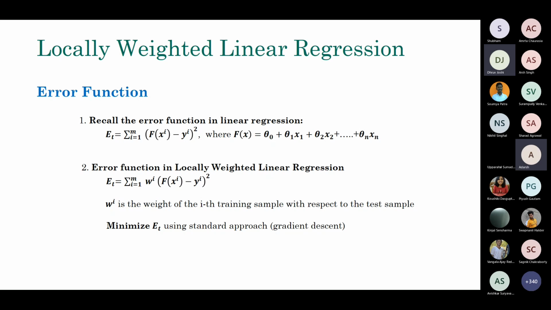WI is the weight that we have been talking about, this weight in the last slide. The weight of the ith sample. Okay, so we are just including that. WI is the weight of the ith training sample with respect to the test sample. So this WI is basically going to influence the learning process. So I'm going to discard the influence of the samples which are far apart from the test sample.